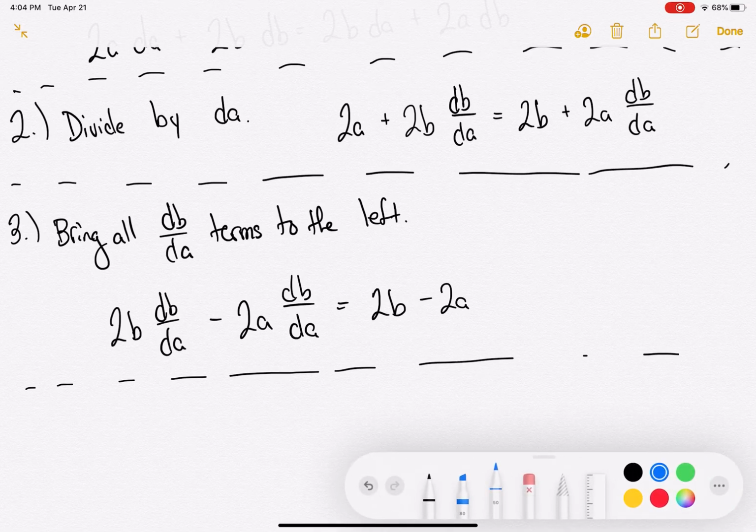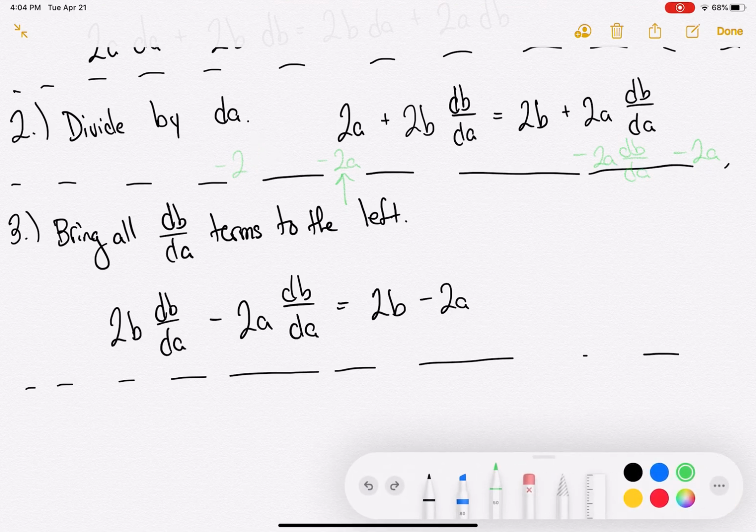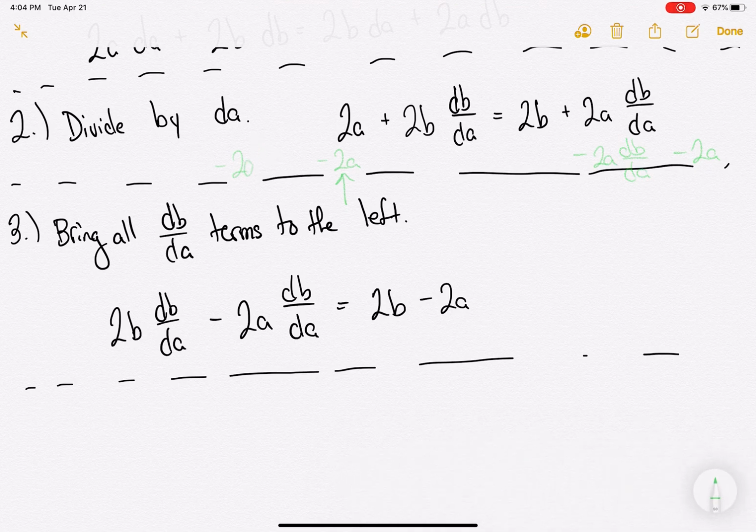So basically what am I doing? Up here I'm subtracting this 2a, and then I'm subtracting 2a dB dA really from both sides, right? So there's a negative 2a over here, and then there's a negative 2a dB dA over there. So that's what I'm doing to get to where I got.